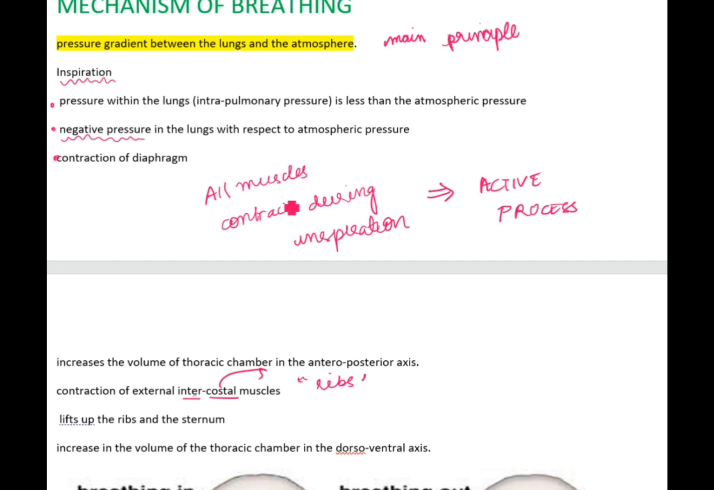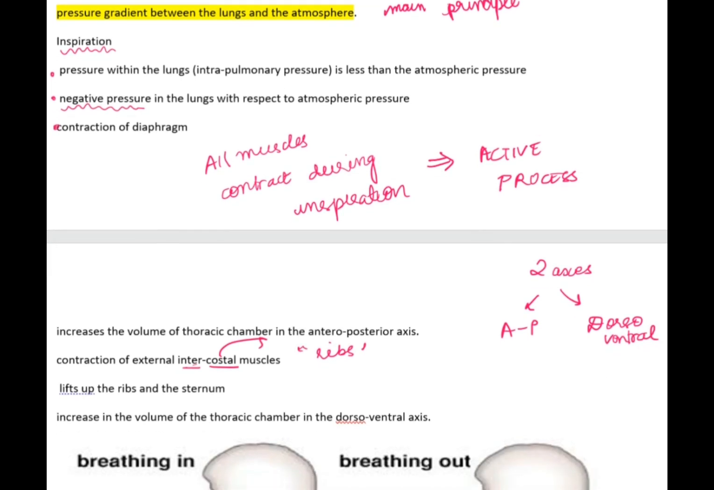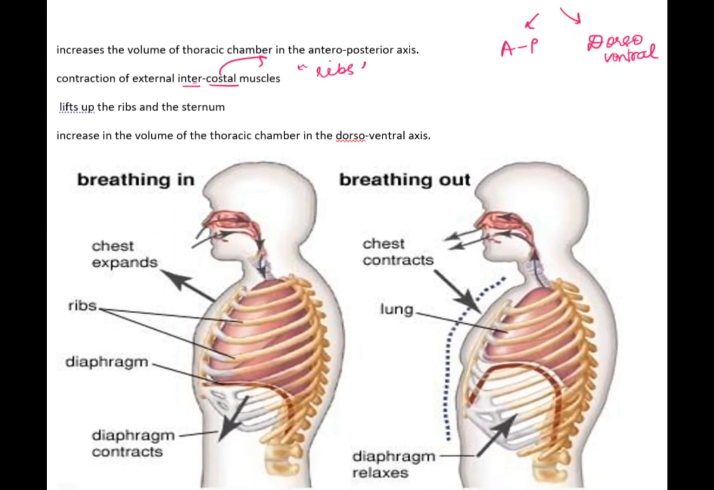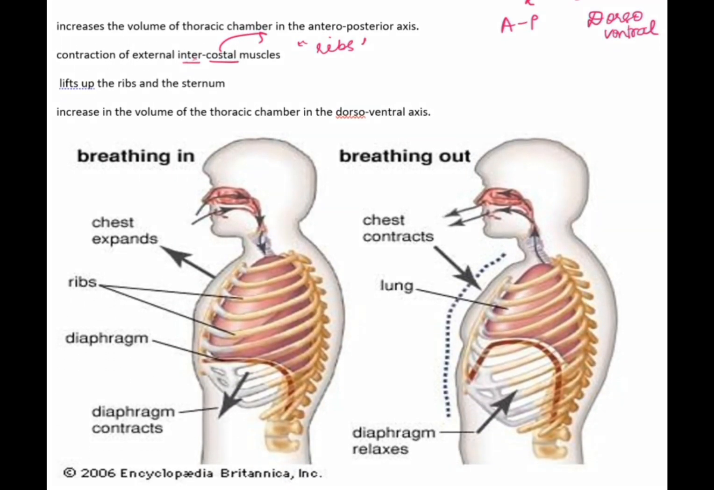So let's understand how. First, the pressure within the lungs is negative, and that is why inspiration becomes possible. With this there is contraction of the diaphragm. What happens when the diaphragm contracts? It becomes flat, that is, it moves down. There is descent of the diaphragm. So there is an increase in the volume of the thoracic chamber in the anteroposterior axis. So during inspiration, the diaphragm becomes flat.